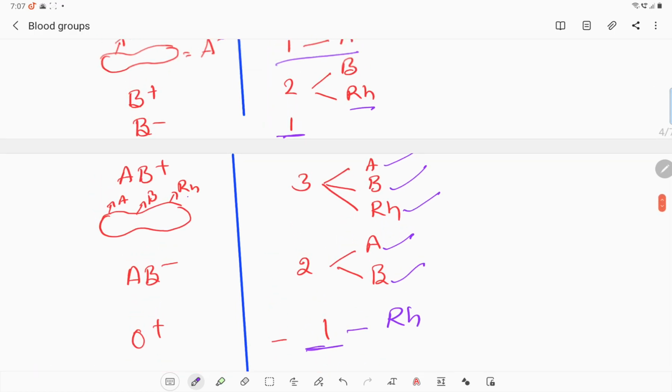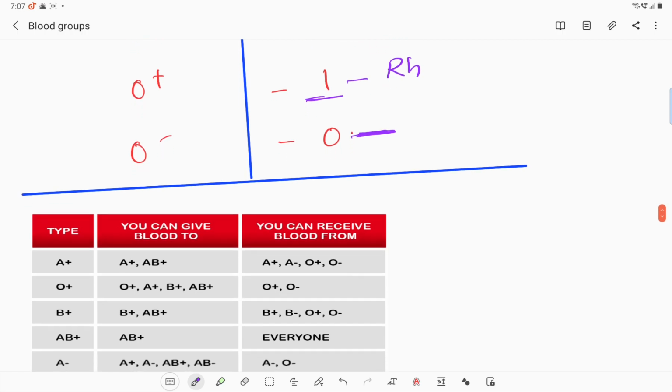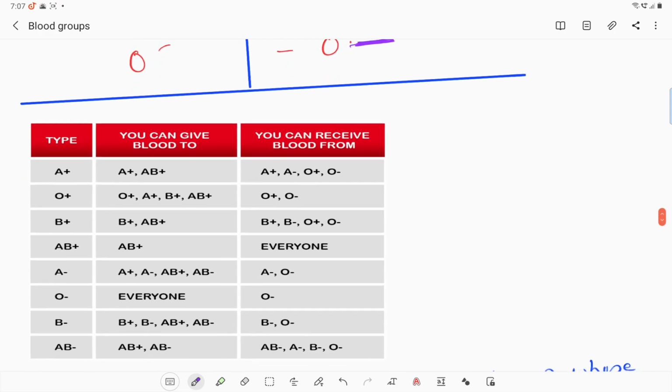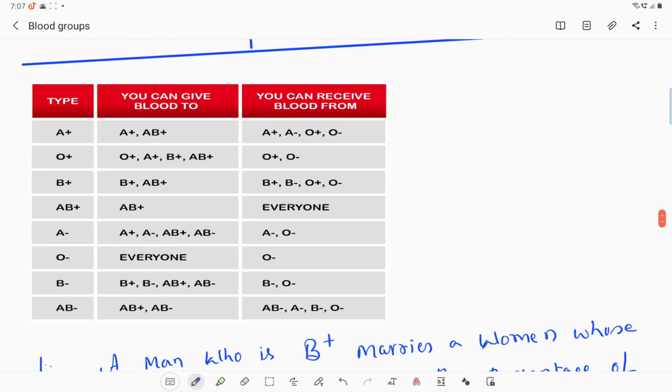So this is also one of the important tabular forms for the NEET examination and also CET. So remember this one. Now let us go for the next one. Basing upon this positive and negative, for which people you can use the blood and also from where you can receive the blood. So you can receive the blood from which people, and you can give the blood to which people, right?